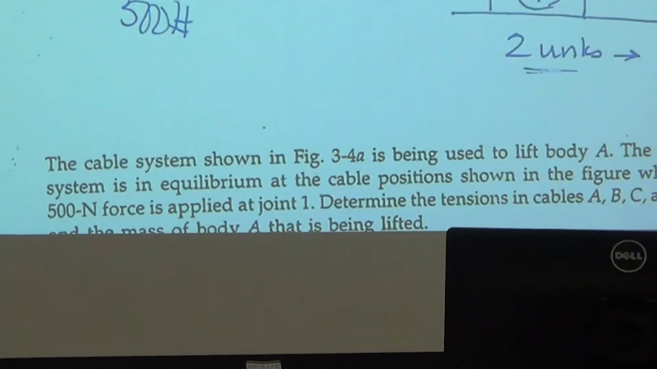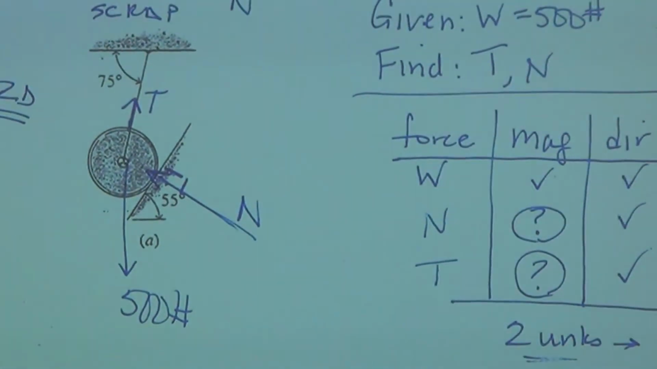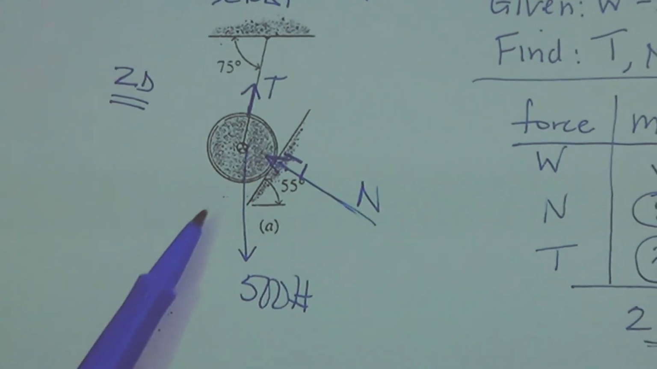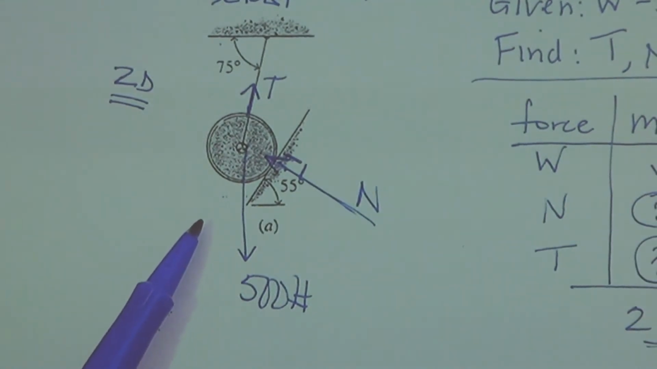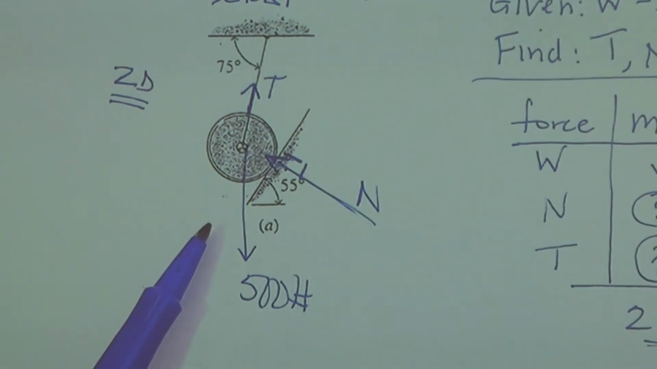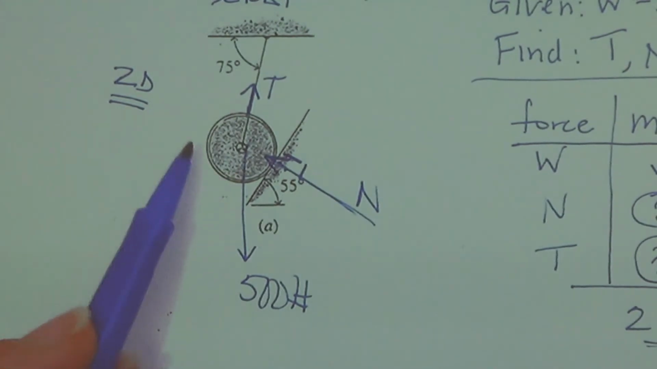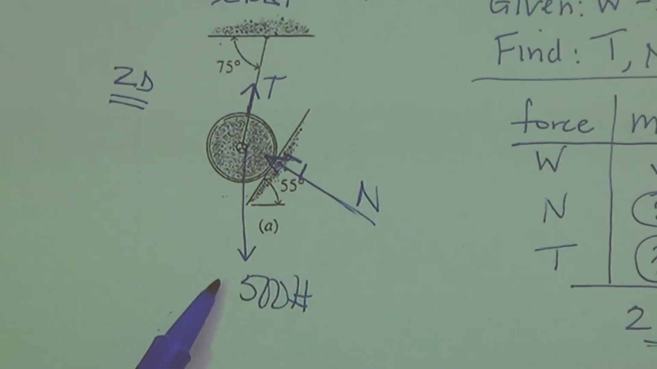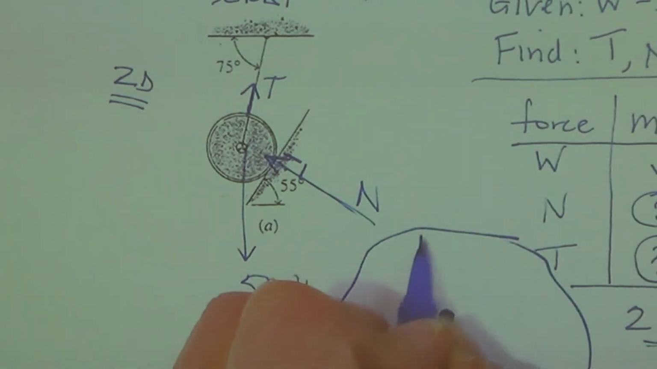And Nick, what body do you want to analyze? We're looking at the steel cylinder. The cylinder. So in this case, these are all concurrent forces, right? So do I have to draw it as a cylinder, or could I draw it as a dot? Dot. So here's my free body diagram.